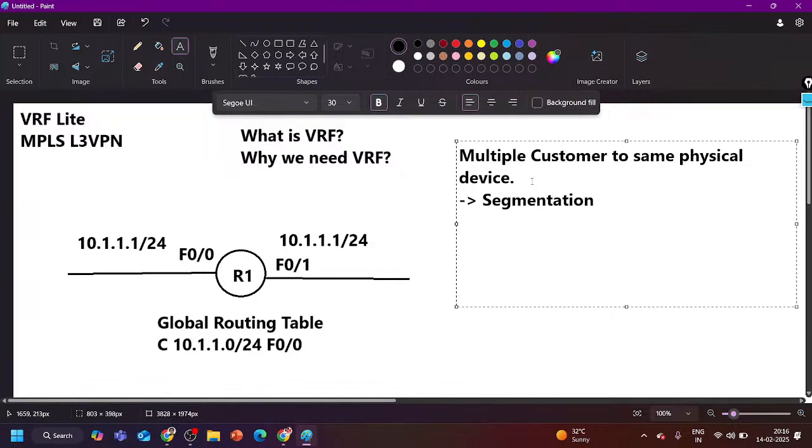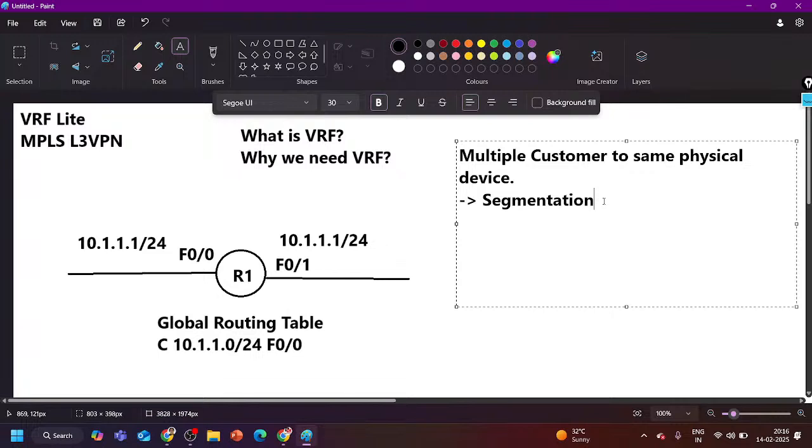Like if I ask you, what is VLAN? VLAN stands for virtual local area network, which is used to segment the network at layer 2, which is used to divide a large broadcast domain into multiple broadcast domains. So division. Here also we need to divide the routing table of the router, right? We need two routing tables for two customers. If I have multiple customers, we need separate routing tables for multiple customers. Then VRF comes into the picture.